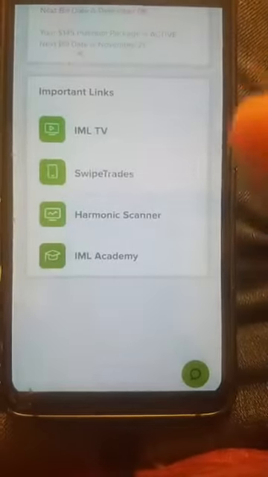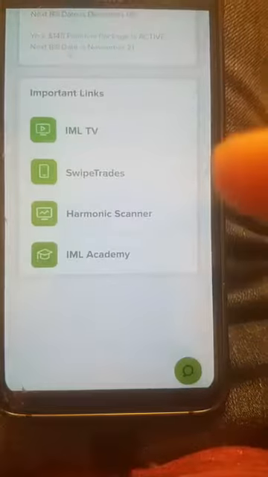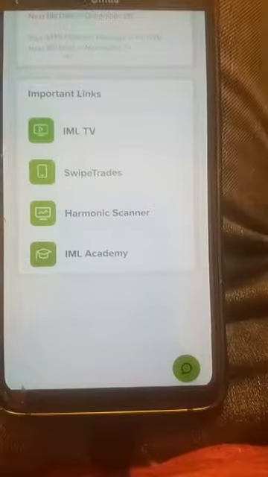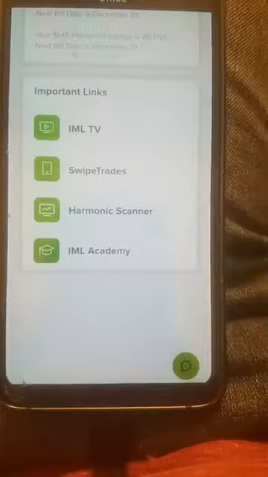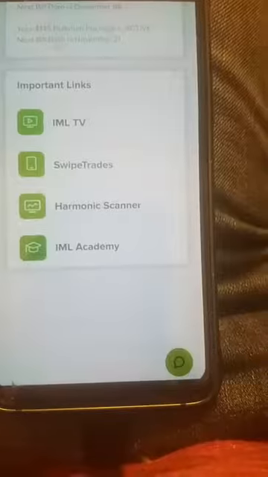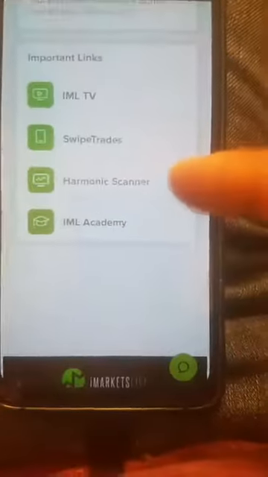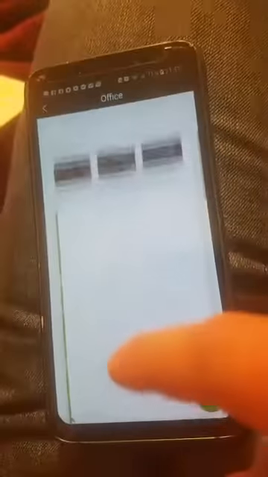Swipe Trades over here is another product with iML. They literally just send you a push notification on your phone, and you just copy and paste, which seems to help me because I don't really have to look too hard into it. So I copy and paste it into the thing, and then it's money. I don't really use a harmonic scanner because I'm not too deep into this, but that will tell you how good a market is. But yeah, I like it so far. It's working pretty good. It's pretty dope.